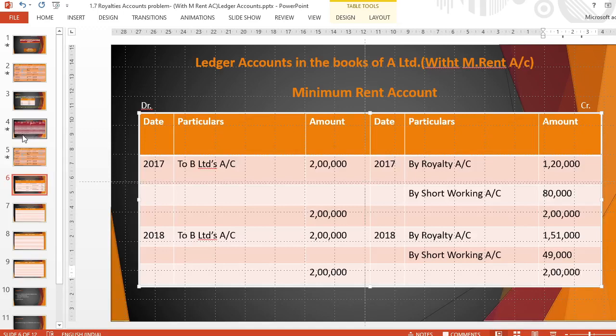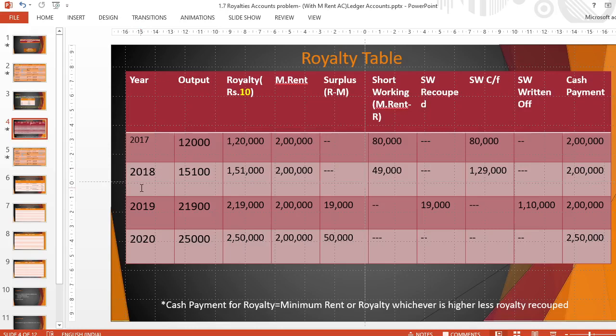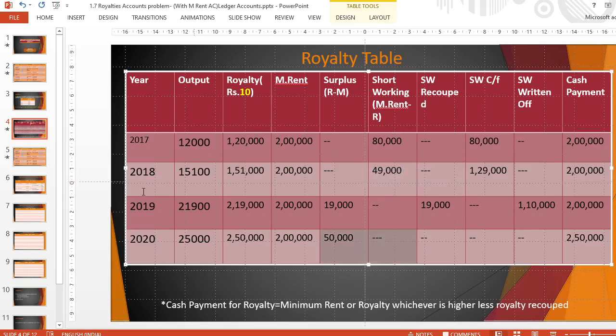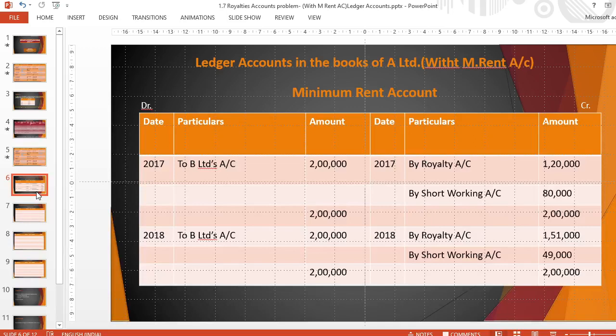After this, for the year 2019, I need to check the table. Here in the year 2019, there is no short working. As there is no short working, no need to prepare the minimum rent account. Again for the year 2020, there is no short working, so there is no need to prepare minimum rent account. So minimum rent account is prepared only for the years in which we have short working. Here minimum rent account is prepared for 2017 and 2018 and not for 2019 and 2020. So hope you understood minimum rent account.